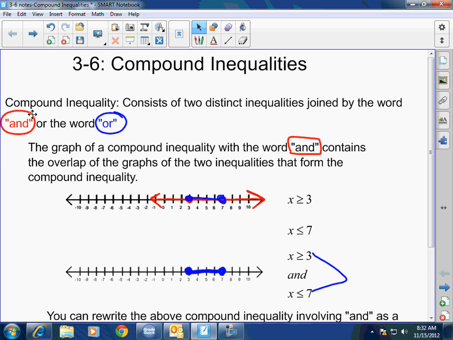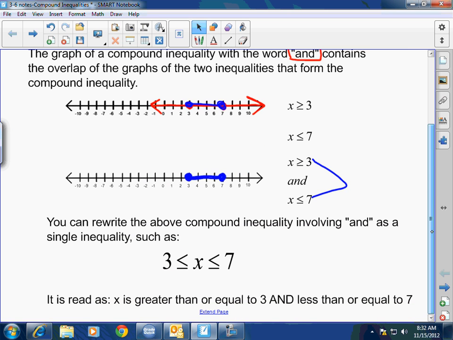Okay. Now, you can rewrite the above compound inequality involving the AND as a single inequality, such as, reading from the variable always, x is greater than or equal to 3, and x is less than or equal to 7. And that's how the graph goes. And you can see very clearly that that works. X is greater than or equal to 3 going that way, but it's also less than or equal to 7 going that way, and it's everything in between.